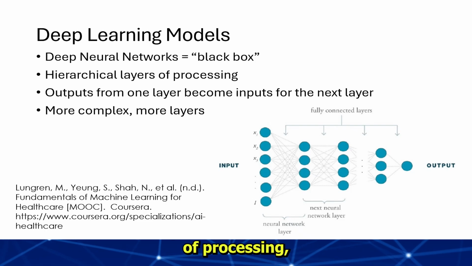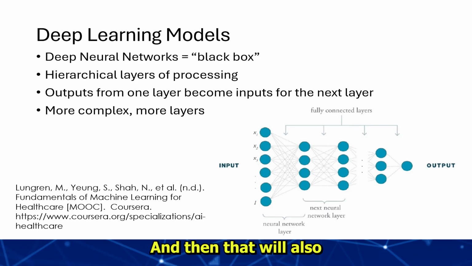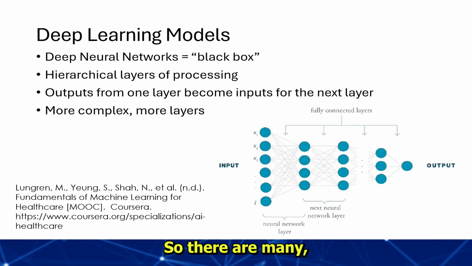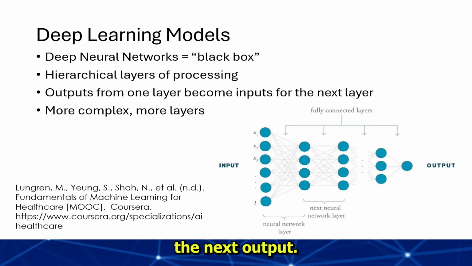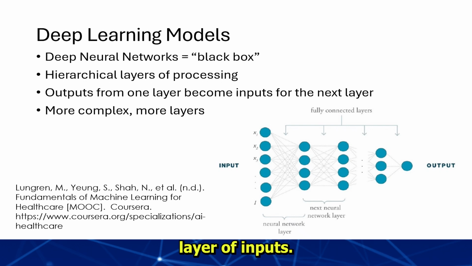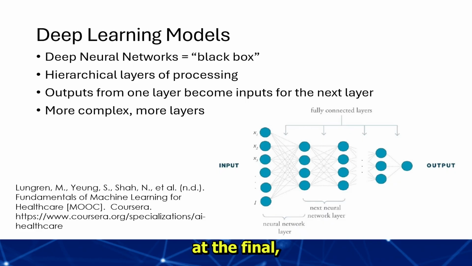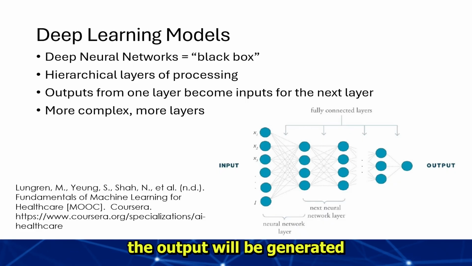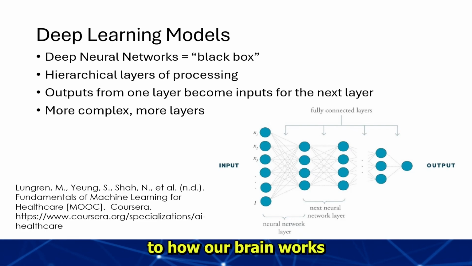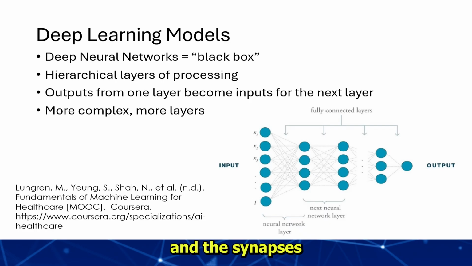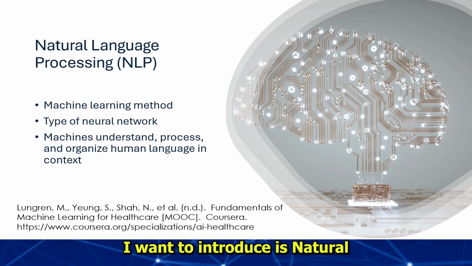And then through some kind of processing, some kind of mathematical algorithm, it would generate the next column of dots. And then that will also go through another layer of processing. So there are many layers of processing of information from the inputs, which then generate the next output. That output would then be the next layer of inputs, and it gets repeated over and over. As you can see, it's a complicated process. Ultimately, after many layers of processing, the output will be generated on the right-hand side of the picture. That is the deep learning model. It's very much similar to how our brain works with the networking and the synapsing in our neurons in our brain to process information.